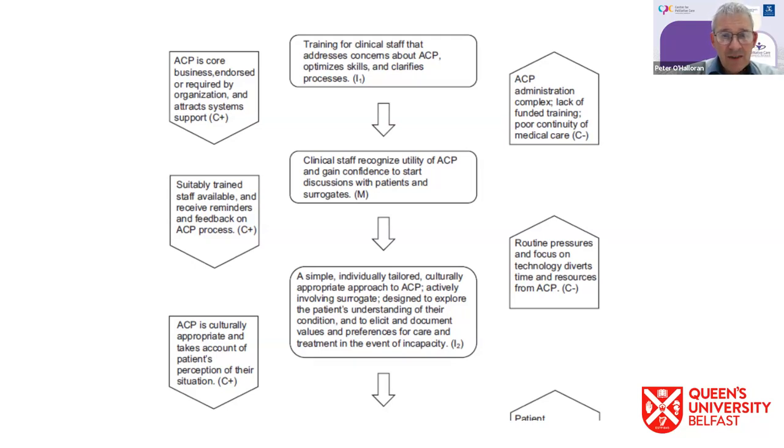And the mechanisms that trigger them for clinical staff is that they recognize that advanced care planning is valuable, it's useful. And then they gain confidence to start discussions with patients and their surrogates. Those are the mechanisms. You can't see those things. These are things that are going on inside people, and yet they're the things which actually drive people's actions. So those actions then would be to engage with the patient and their surrogate decision maker, family member or whatever, around advanced care planning. That's the second stage of the intervention.